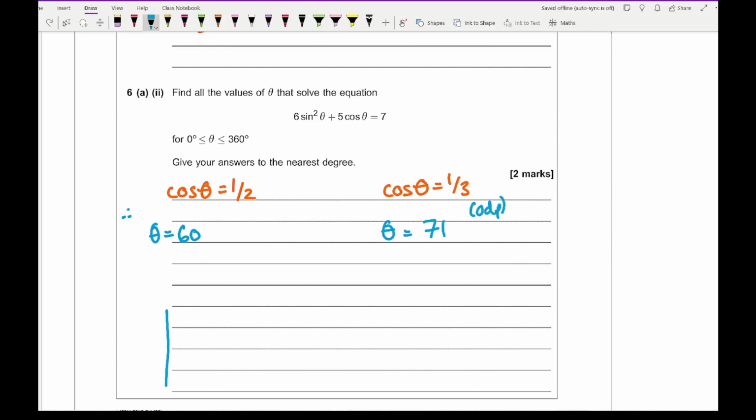Then I use the graph or use CAST to work out what the other values are going to be within the range that I've got, so cos looks something like this. The next angle where cos theta equals a half is going to be 300, and the next value for when it's 71 is going to be 289. So there are my angles for theta.